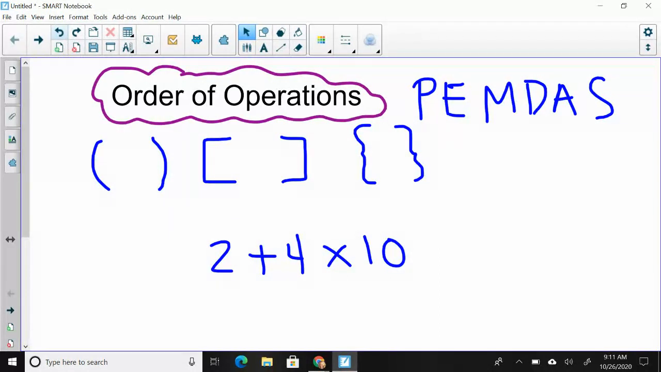The next thing, the E, stands for what's called an exponent. An exponent. Does anybody know what an exponent is?